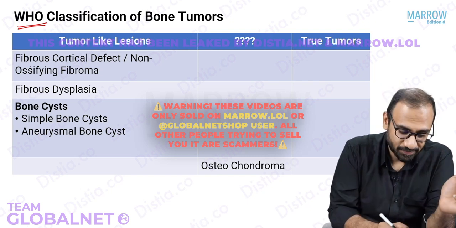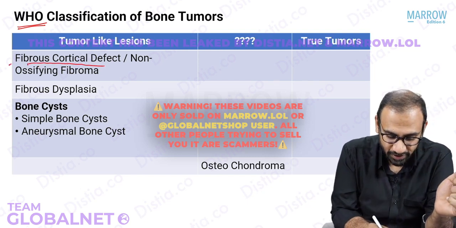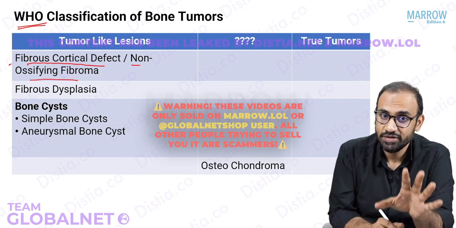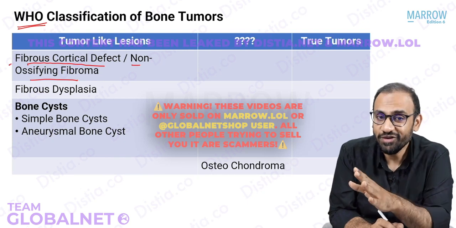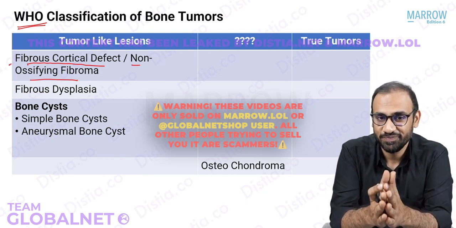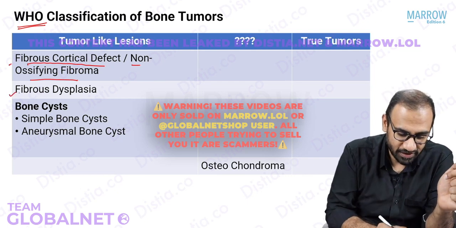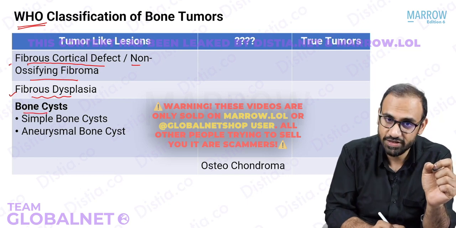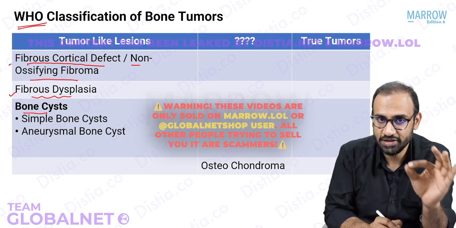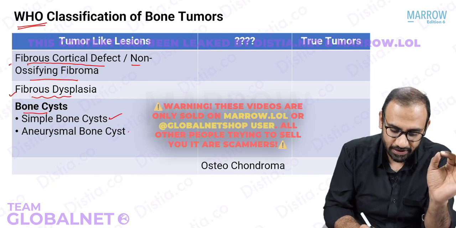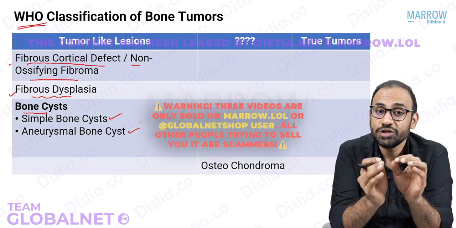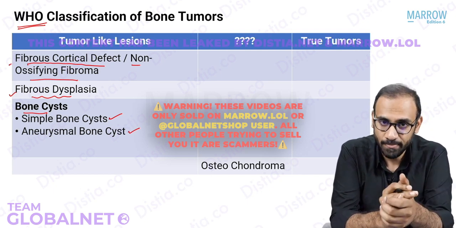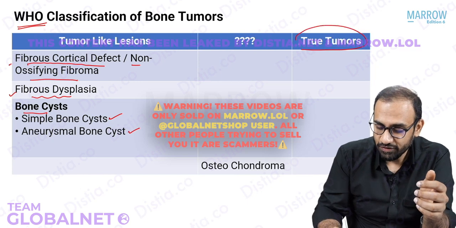So what are these? You have fibrous cortical defect here, also known as non-ossifying fibroma. Like I said, trust me. Soldier through this module, and only after the end of the module, everything will start making sense to you. All right, just bear with me. Another example of tumor-like lesion is fibrous dysplasia, and then you have bone cysts. There are 2 types of bone cysts. There are cysts in the bone, a simple bone cyst and an aneurysmal bone cyst. All of these are tumor-like lesions. They are not tumors, they are tumor-like lesions. Right? Then there will be true tumors that we will discuss in a bit.